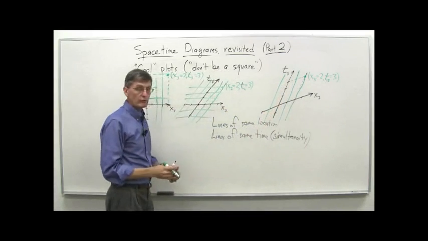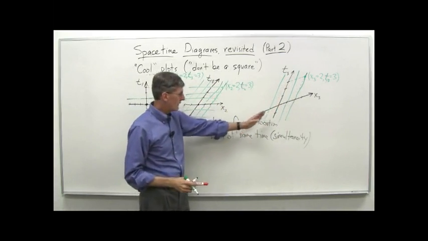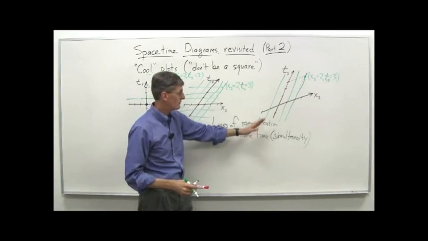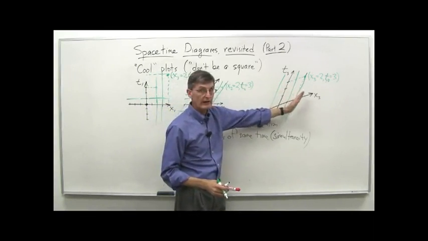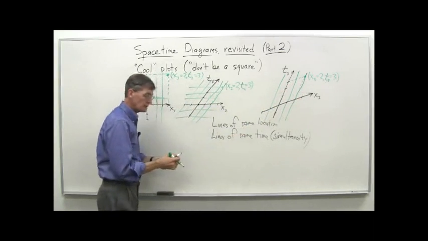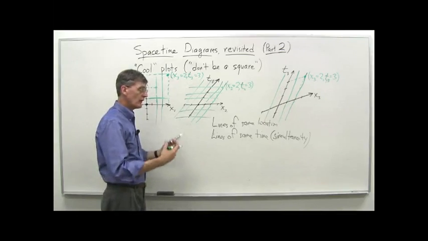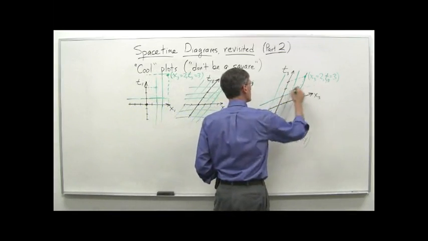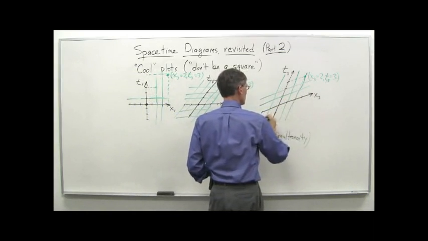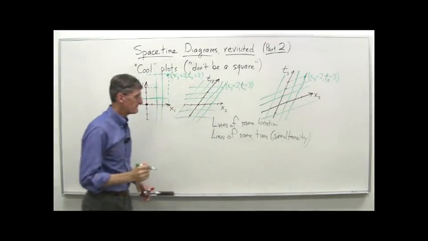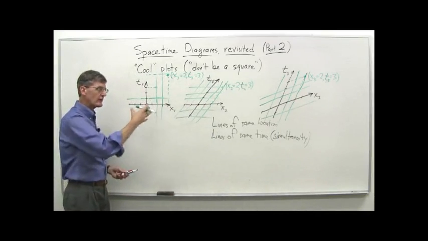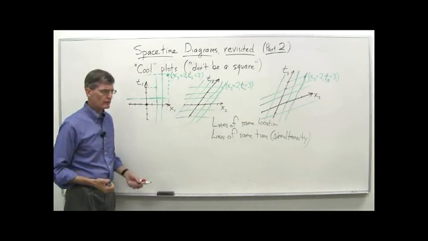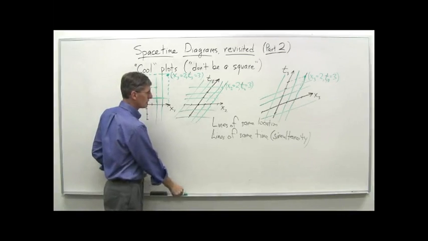Those are the lines of what? Well, those are the lines of constant x values, so constant location, same location. Those are the lines parallel to the t-axis. Lines of simultaneity are the lines parallel to the x-axis. So they go like this. Okay? So it's important to get that concept down because we're going to be using that in the next video clip or two or three. It'll come up very shortly here.